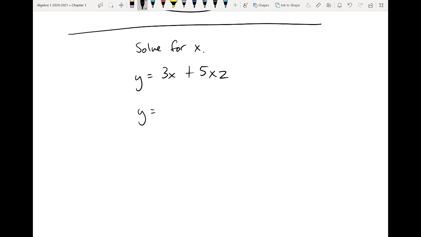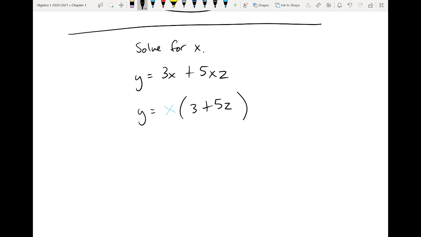So we have y is equal to, and we're going to factor out an x from that entire right side, from both of those terms. So we're going to pull an x out. Let's watch what happens. Pull the x out of 3x, and we have 3. We pull the x out of 5xz, and we have 5z.